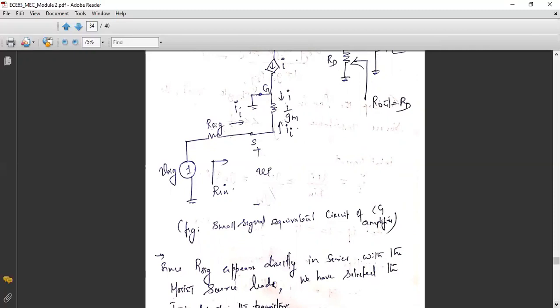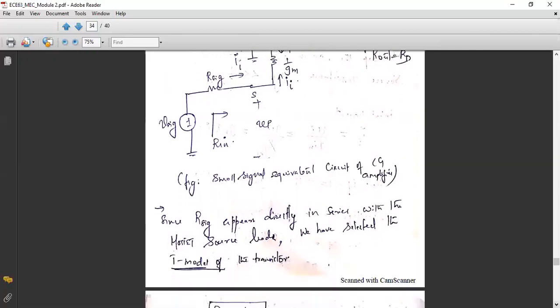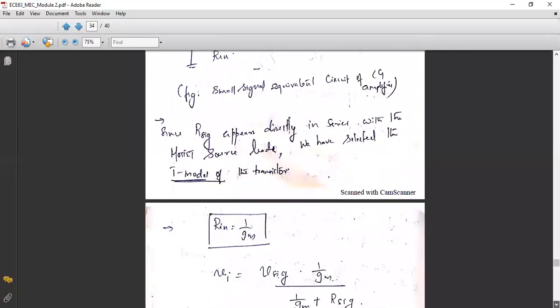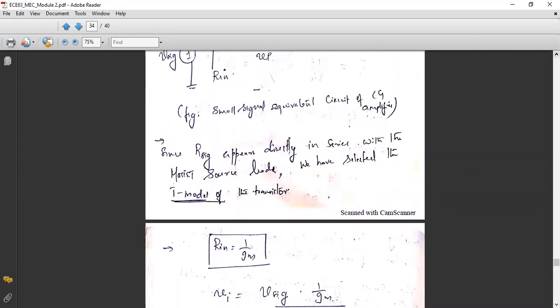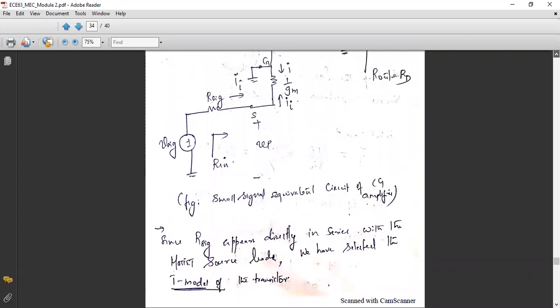So there is a voltage divider rule which I can write as Vi is equal to Vsig into (1 by gm) divided by (1 by gm plus RSIG). Why 1 by gm in the numerator? Because we are taking the voltage across the source. At the source, you are having 1 by gm, which is connected to ground. Here you are having ground, right? So Vi is nothing but the voltage appearing across the source and ground. So what about the source and ground? In between, what do you have?